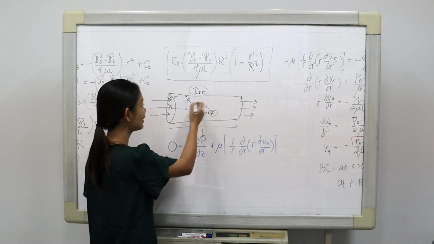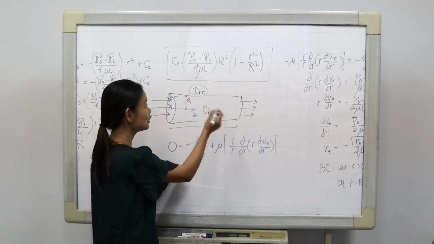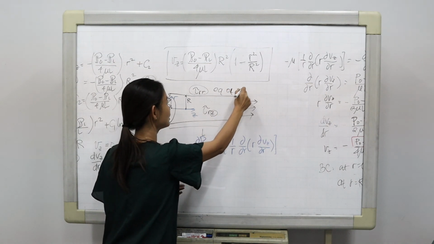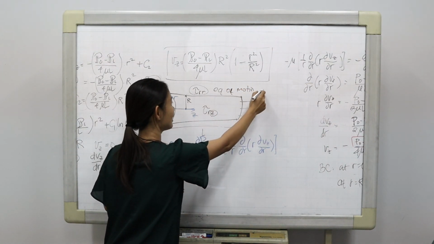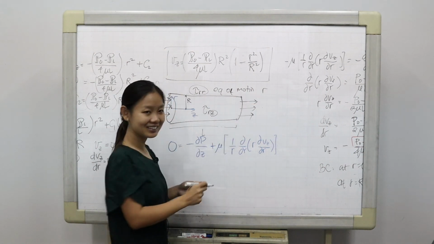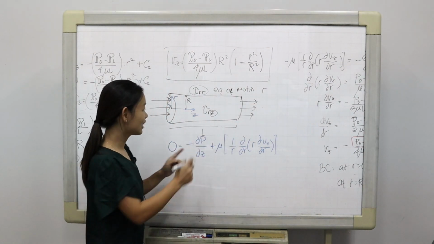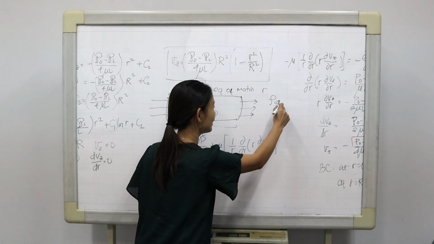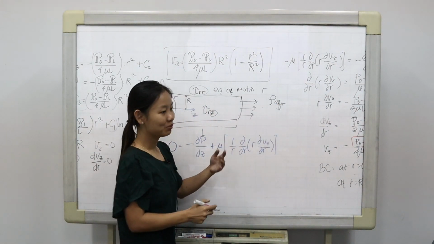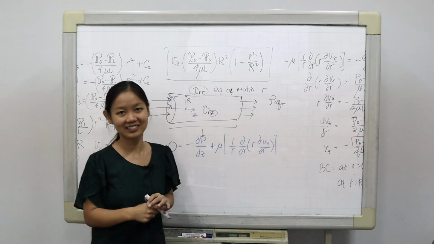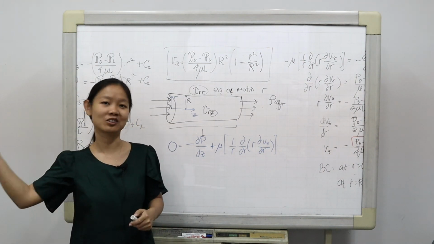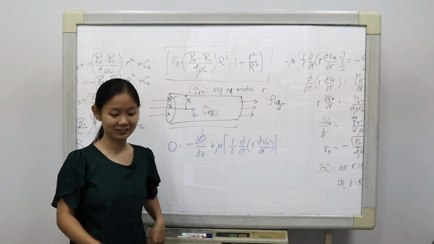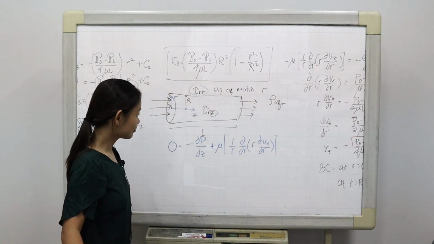But if you try to use the equation of motions in the r direction, you will get the rho gr, but actually everything will be 0, 0, 0, 0, cancel out. So it will not work for this case. Okay, thank you. You're welcome.